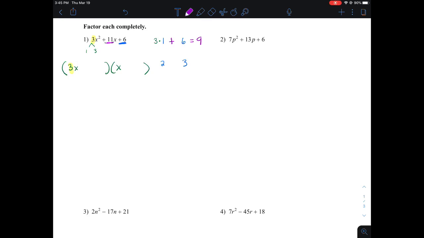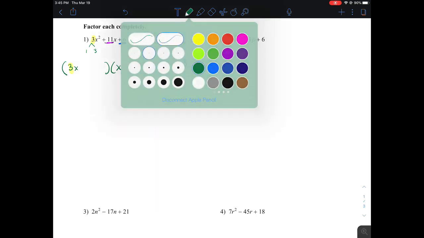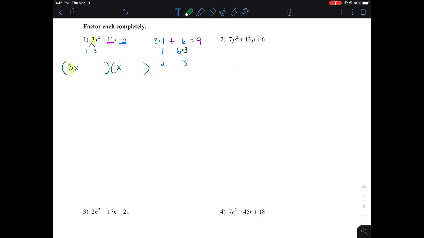Before I go to the 2 and the 3, we have another option, which would be, instead of multiplying the 1 by 3, we could multiply the 6 by 3. And I want to know, what does that add up to be? Well, 1 plus 6 times 3. You do 6 times 3 first, that gives me 18. Add 1 to that, that gives me 19. Yep, so neither one of those options work. So I know that my factors of 1 and 6 do not work when I'm multiplying this out.